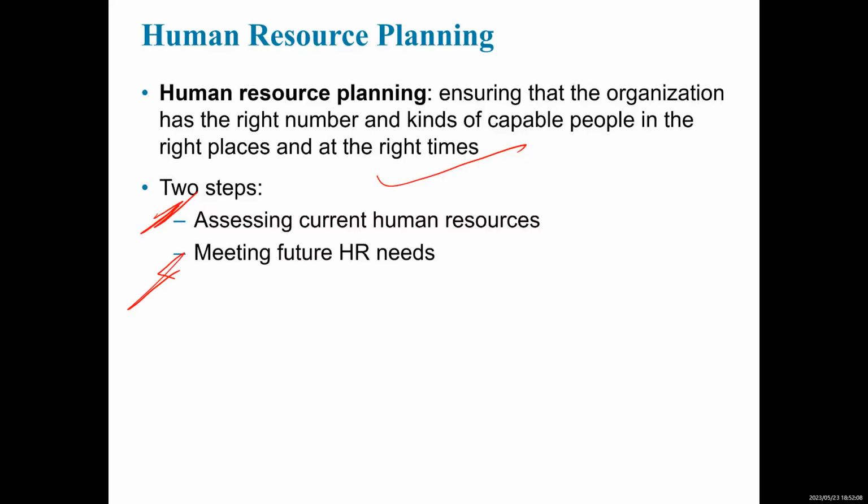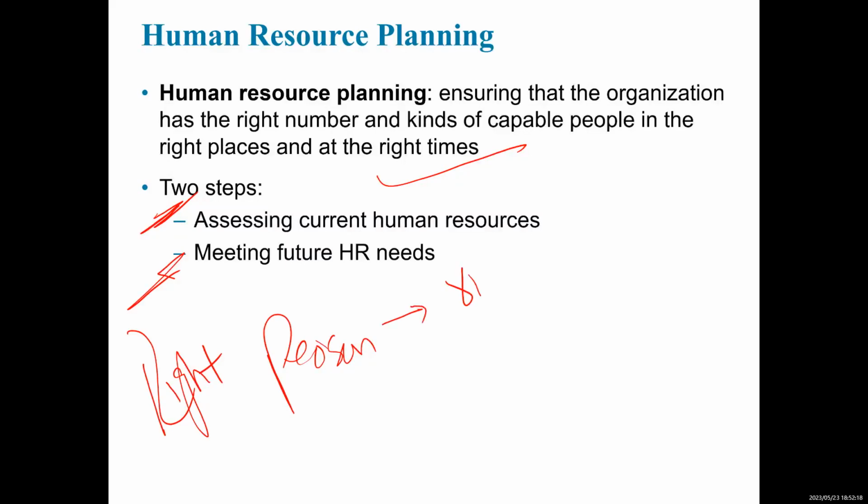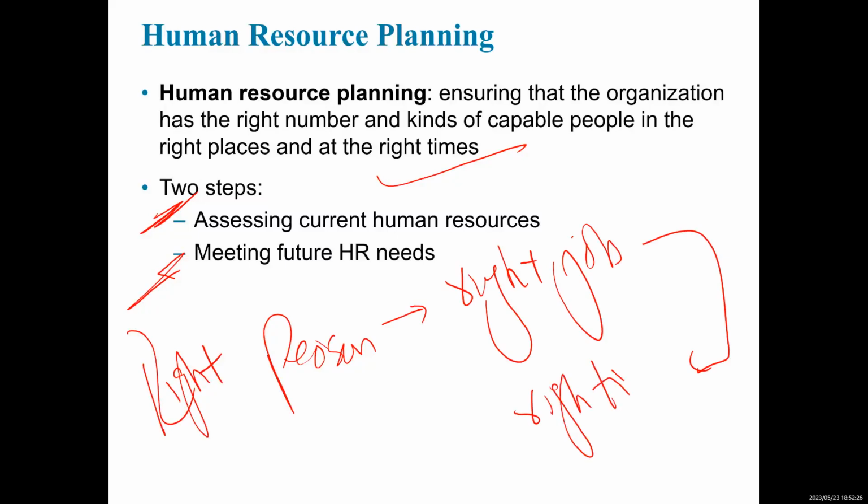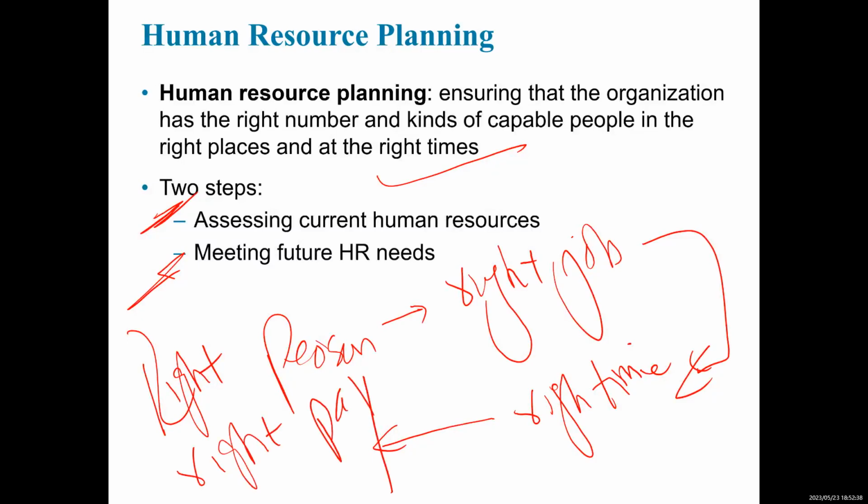So what is human resource planning? In simple words, the right person for the right job at the right time. And the fourth right, which is nowadays very much important, is the right pay. Right person for the right job at the right time and with the right pay.